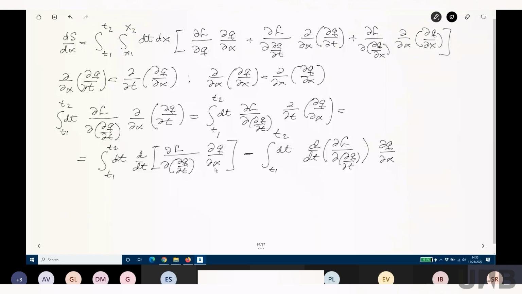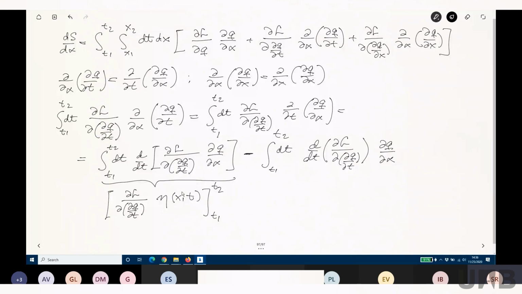So let us look at this first term. We can already foresee that what is going to happen is what already happened in a discrete system, because this thing in the square brackets is evaluated at the upper end minus the same thing evaluated at the lower end, right? So this is going to be the derivative of L with respect to the derivative of q with respect to t. The derivative of q with respect to alpha is eta of x and t. And this is evaluated at t2 minus at t1.